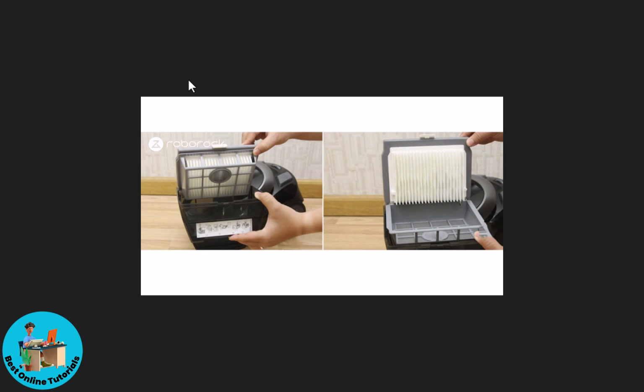So just remove the dustbin, take out the HEPA filter, tap out loose dirt, and then rinse the filter with water if it's washable. Let it dry completely for at least 24 hours before reinstalling. A damp filter can trigger error 10 even if it looks dry.